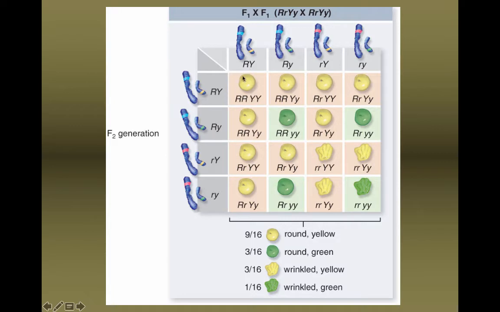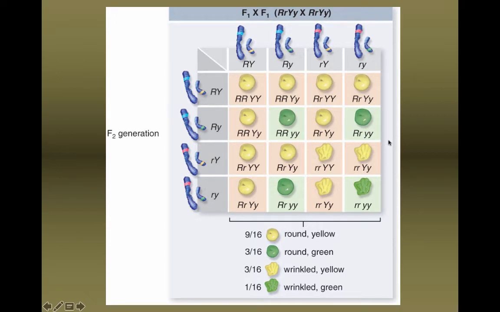Y, little y. Look at this first box. If this sperm cell fertilizes that egg cell, then we're going to have big R, big Y, little y, which is what this box is saying. And if this sperm cell fertilizes that egg cell, then we're going to have big R, big Y, which is what that box is saying. So from there, we're just filling in boxes.